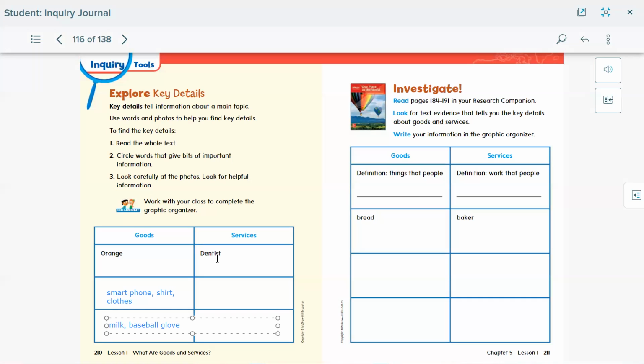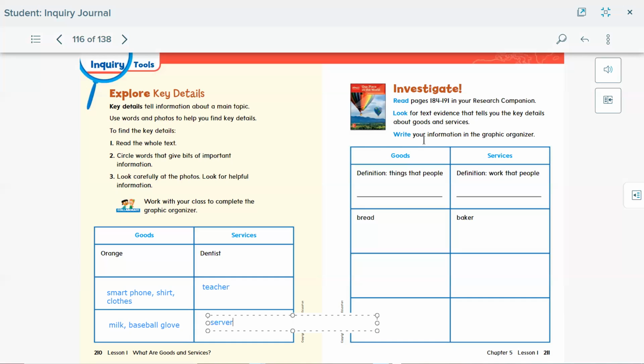All right, let's go for service. In our text, we saw the dentist and we had the teacher. And then we saw the server in the restaurant. Okay, so that's the difference between goods and services. All right, let's see what we have next.